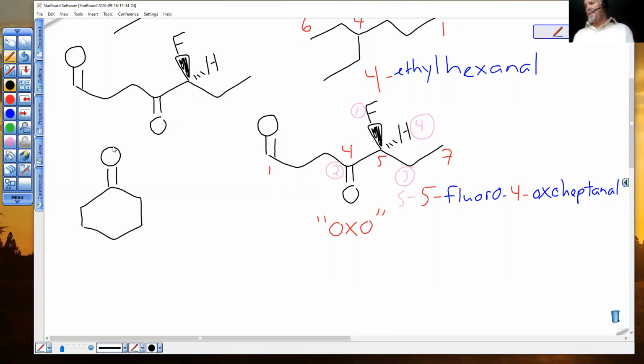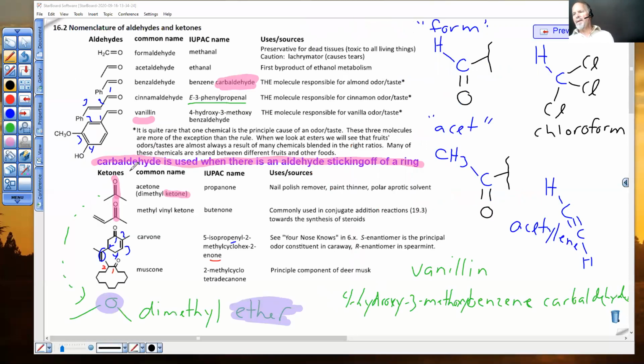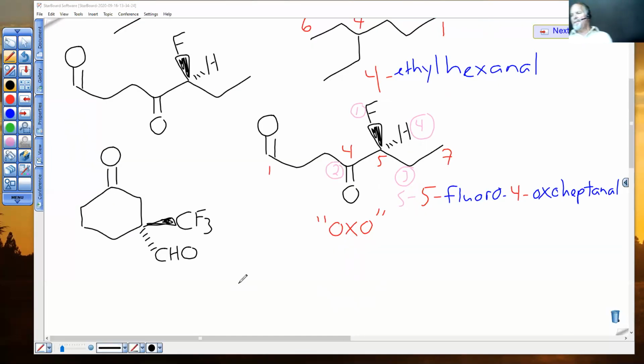We've got a ketone. Throw one of those groups in there. And sometimes our aldehydes are drawn like that. Is that not an aldehyde sticking off of a ring? How do you name those? Carbaldehyde is used when there's an aldehyde sticking off of a ring. So this is going to end with carbaldehyde no matter what we do.